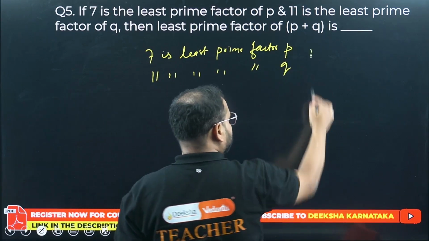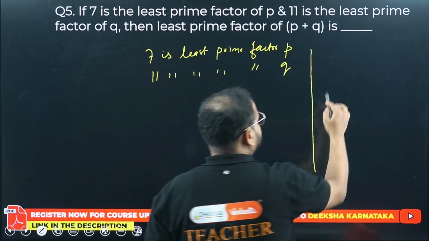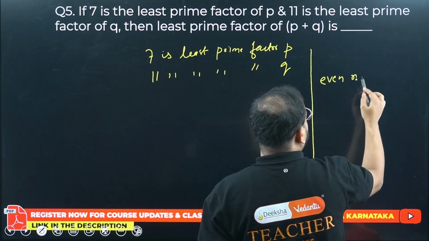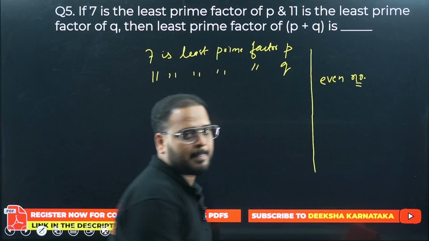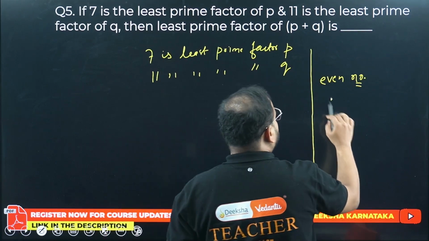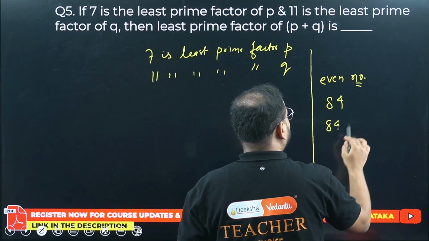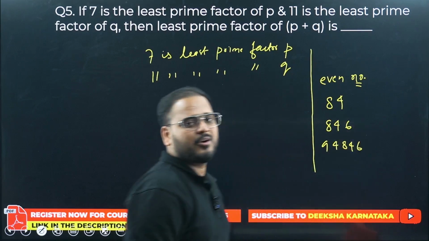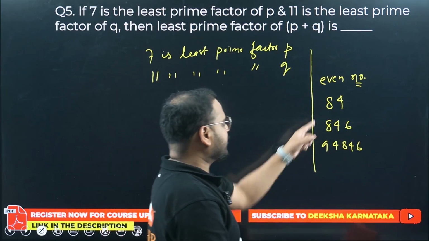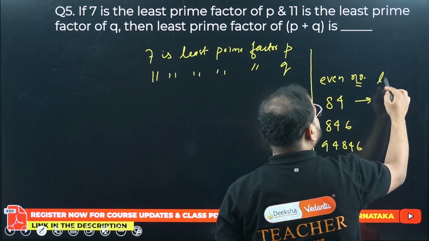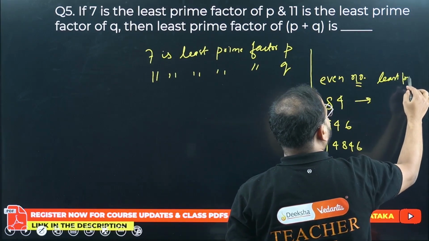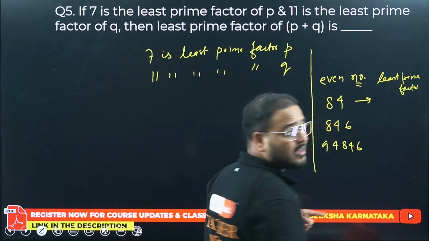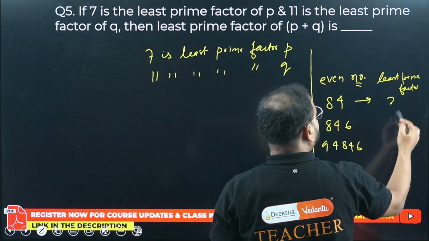For any even number, what will happen? Let's take the number 84846, 94846, any number I am writing. What's the smallest prime number which is a factor of this? Always the least prime factor will be what? It's going to be 2, right?